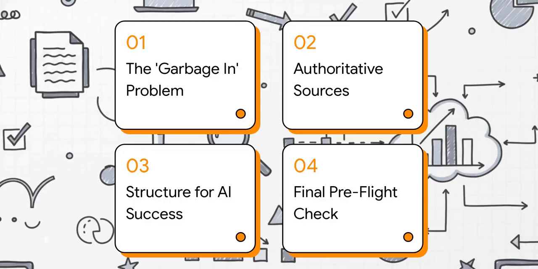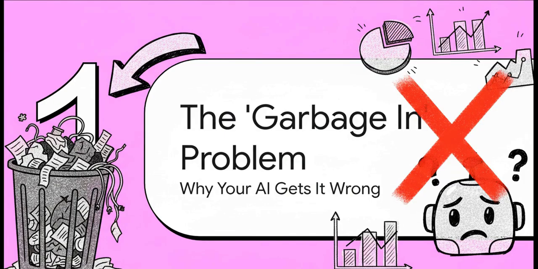Okay, so here's our game plan. We're going to walk through 4 key steps to fix this. First, we'll look at the garbage in problem itself. Then, we'll cover how to pick the best sources. After that, how to structure them so the AI can actually understand them. And we'll wrap up with a final pre-flight check to make sure you get it right every single time. All right, let's dive into part 1, the garbage in problem.